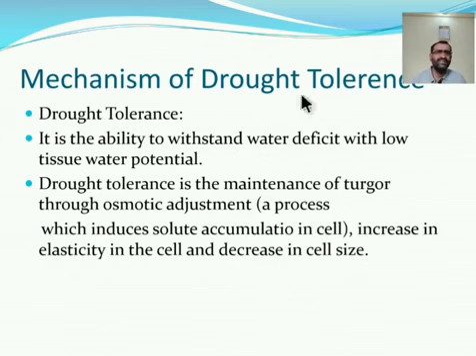Next is the mechanism of drought tolerance. Drought tolerance is the ability to withstand water deficiency with low tissue water potential. In low water conditions, they can tolerate it. Drought tolerance is the maintenance of turgor through osmotic adjustment, a process which induces solute accumulation in the cell, an increase in the elasticity of the cell and a decrease in cell size. This is about drought tolerance. They have the ability to tolerate the drought, and that can be evolved in the plant itself, which is known as drought tolerance.